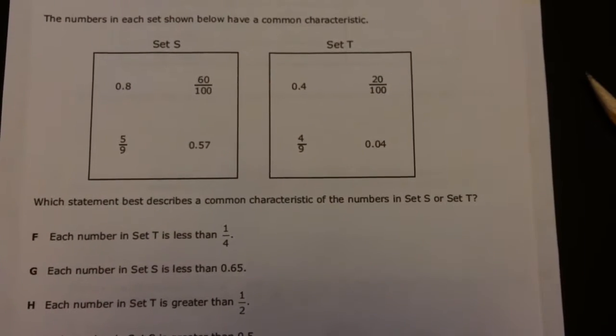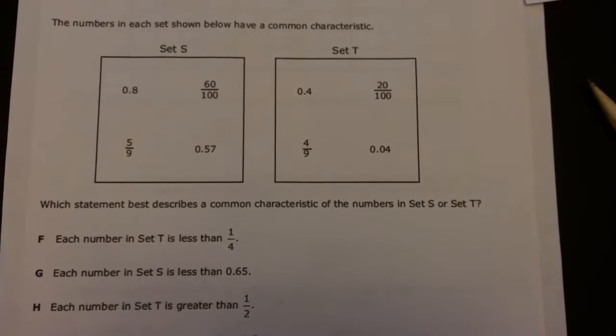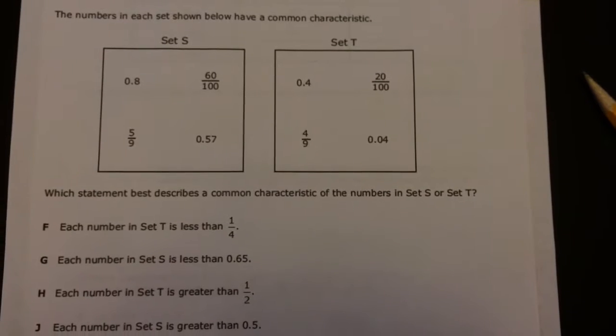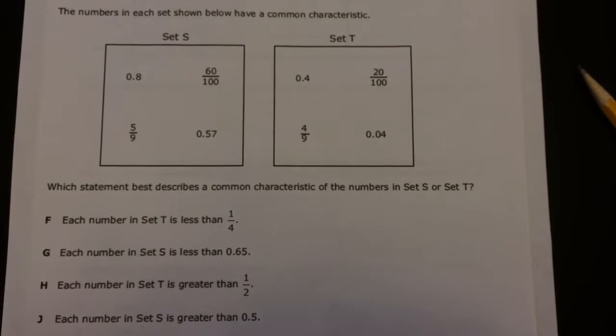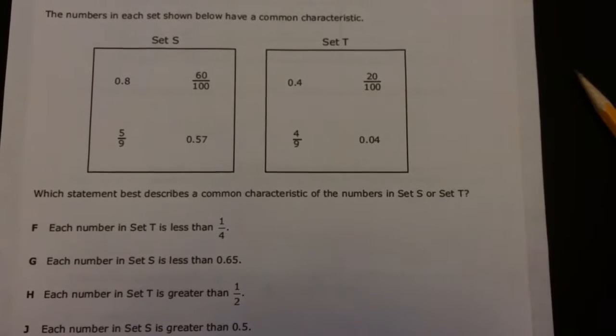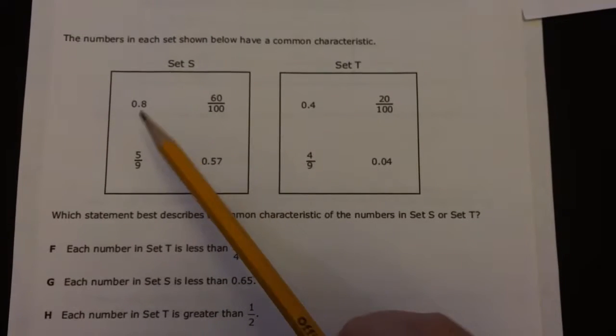Here's another problem about making equivalent numbers. If you haven't done this problem yet, pause the video right now so you can answer the question, and then hit play so you can see the answer and double check and make sure yours is correct. The number in each set shown has a common characteristic.